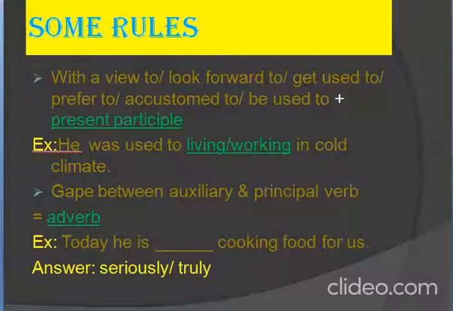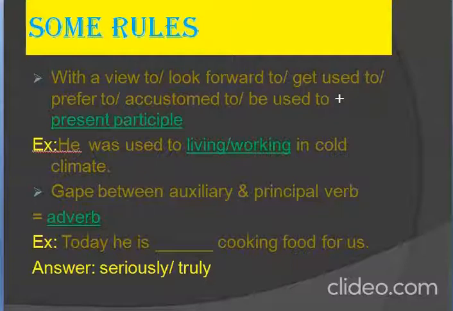He was used to blank in cold climate. He was used to living in cold climate. He was used to working in cold climate. He was used to skiing in cold climate, etc.